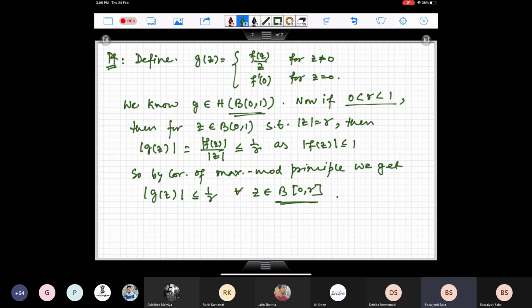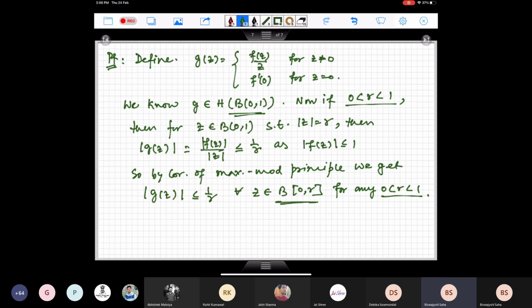All of you agree to this? Yes, for any 0 < r < 1. Okay, so on the boundary of this ball B(0,r), I see that the absolute value is less than or equal to 1/r.